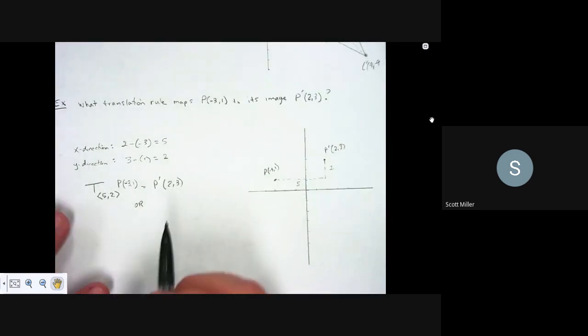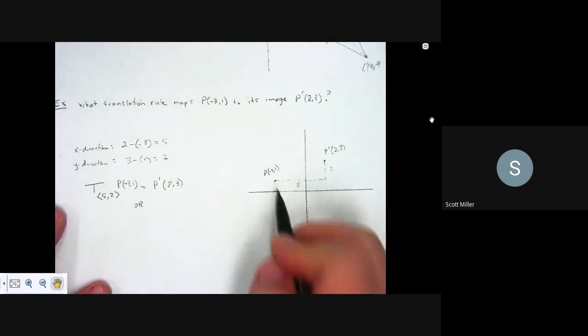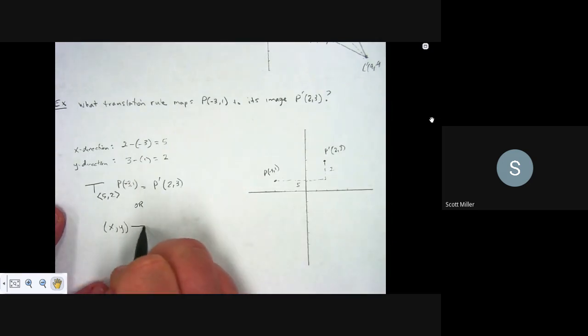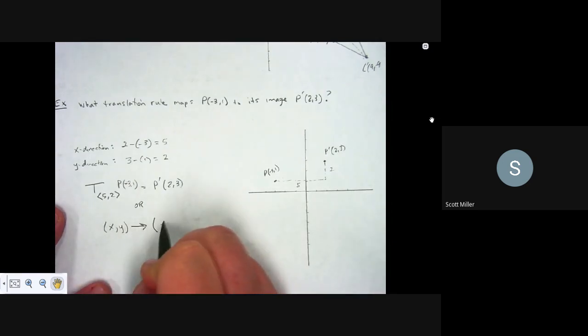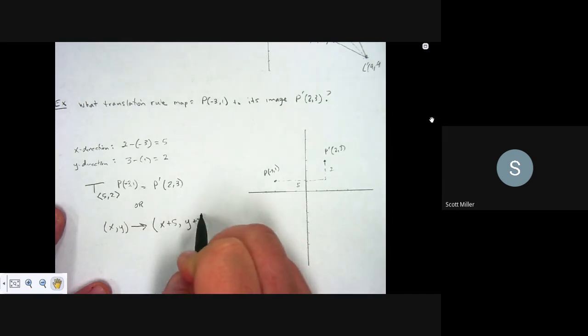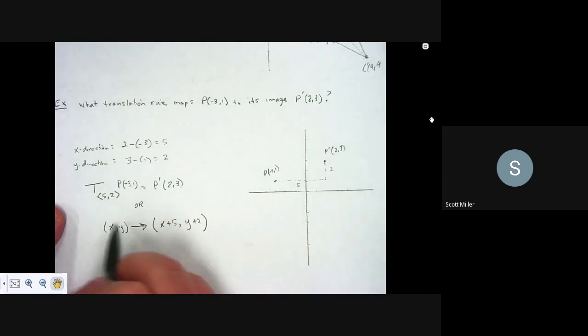Or from a point concept, how do I move each point? A point x, y moves in which way? Take the x and add 5. Take the y and add 2. So any x, y point gets moved in this fashion. So this is an alternative method.